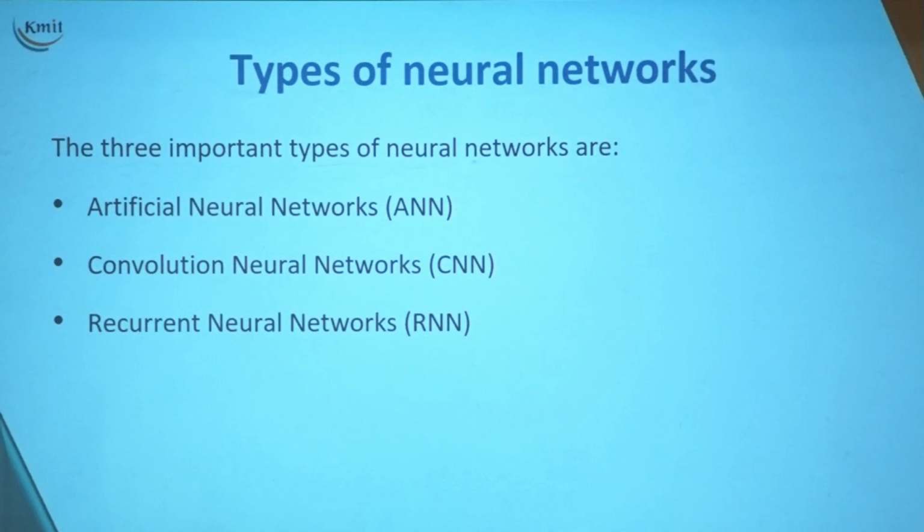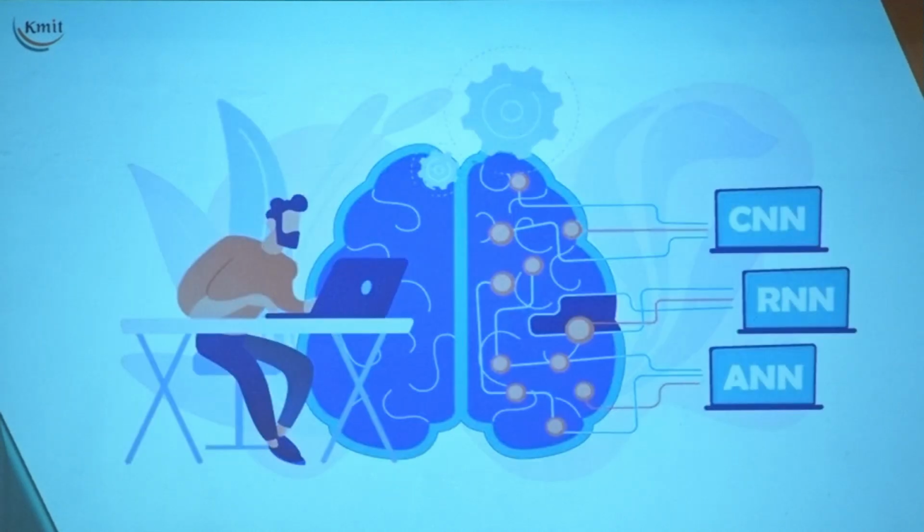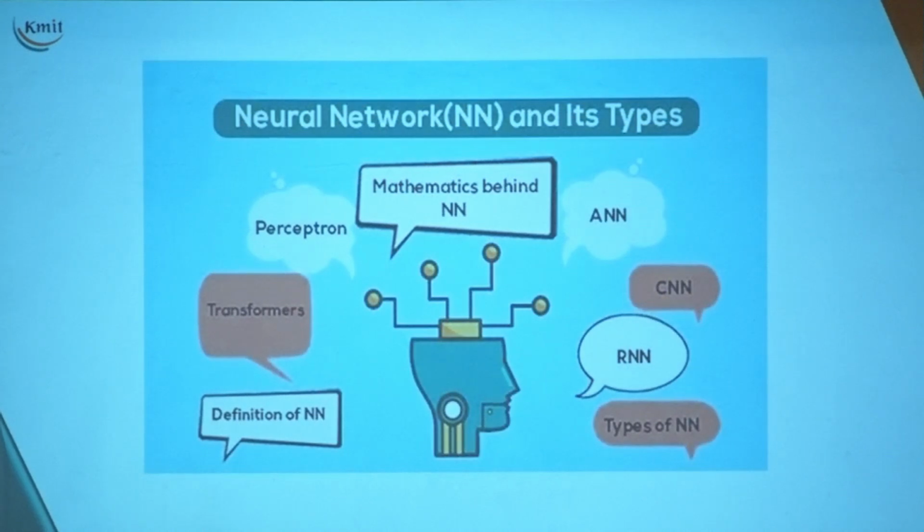Three different types of neural networks. What are they? ANN, CNN, and RNN. Okay. Now, as you can see on the right hand side, ANN, CNN, RNN are basic types of neural networks. On the left hand side, you see transformers and other types of neural networks. Other types of neural networks are advanced models which are taken from the base of what? These three neural networks, which are ANN, CNN, and RNN.